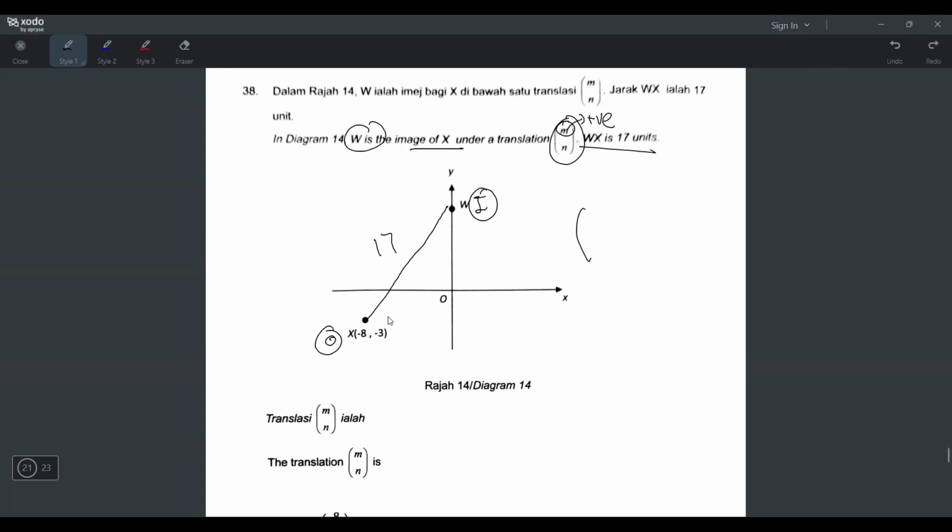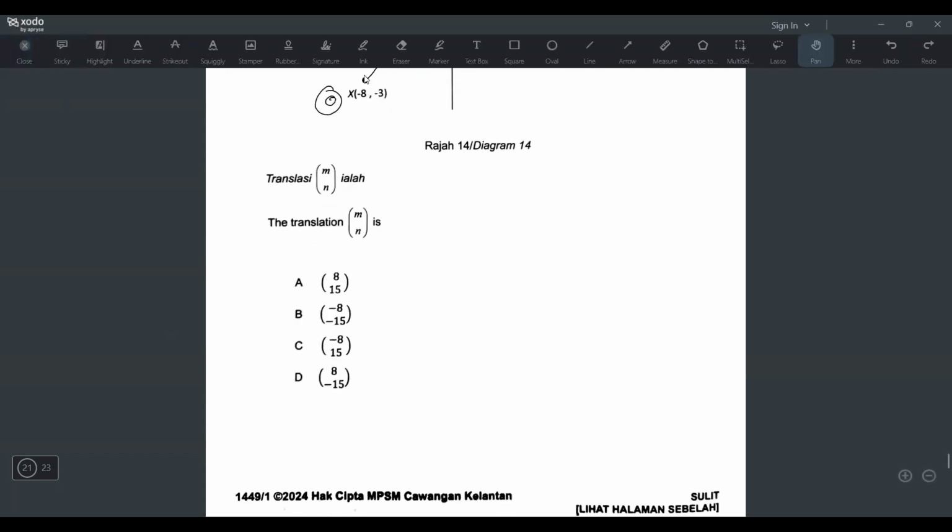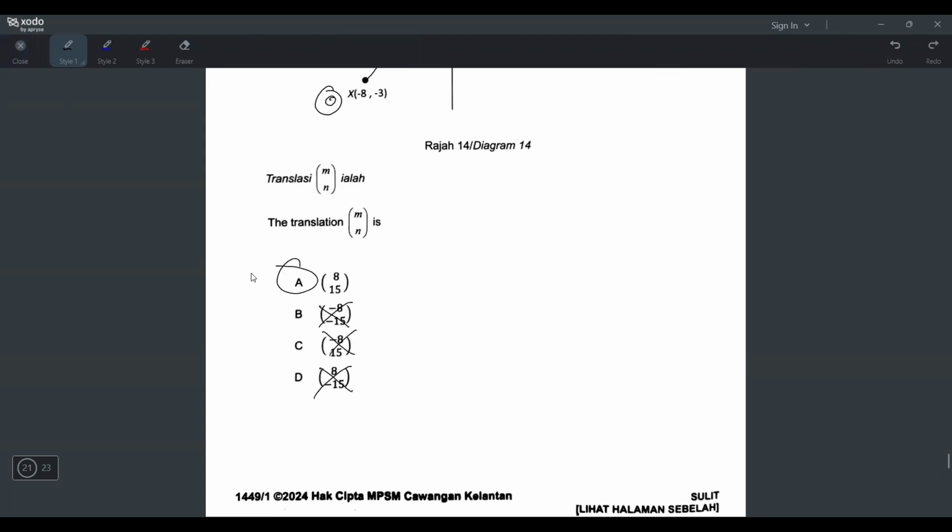And confirm dia kena gerak kanan. So confirm positive. And then lepas gerak kanan dia kena gerak atas. So N is also positive. Right? So let's look at ABCD. Ada tak negatif sini? Okay, confirm salah ni. Ini confirm salah. Ini confirm salah. Okay, A is the answer.